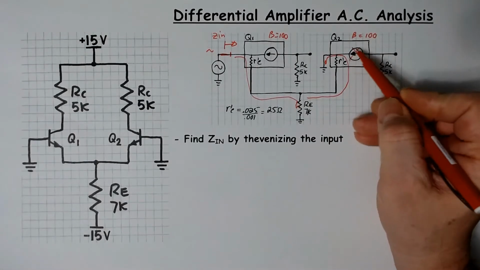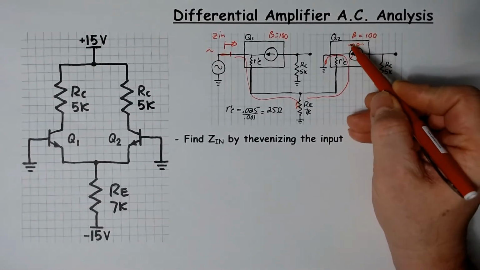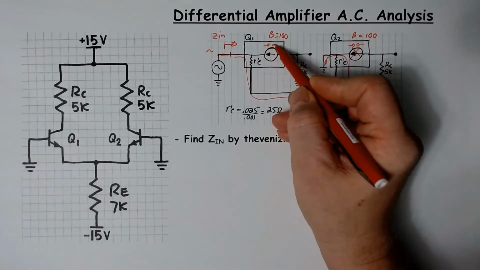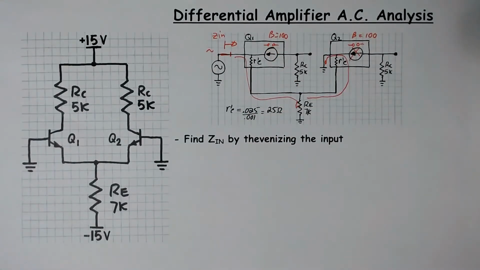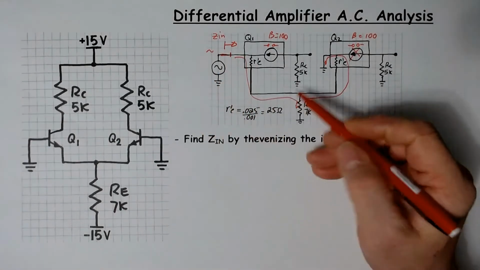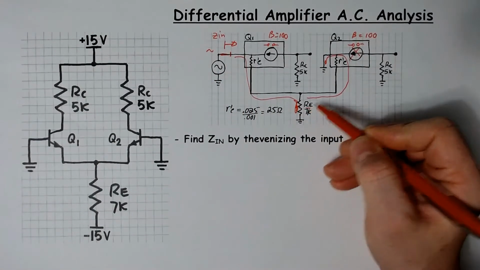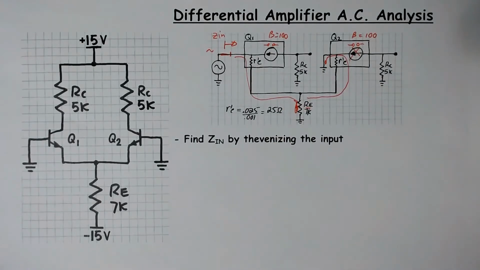The current sources, when we're doing AC, we think of them as open circuits, so that path is blocked. So these are the paths to ground. There's RE and there's a couple R'(E)s.